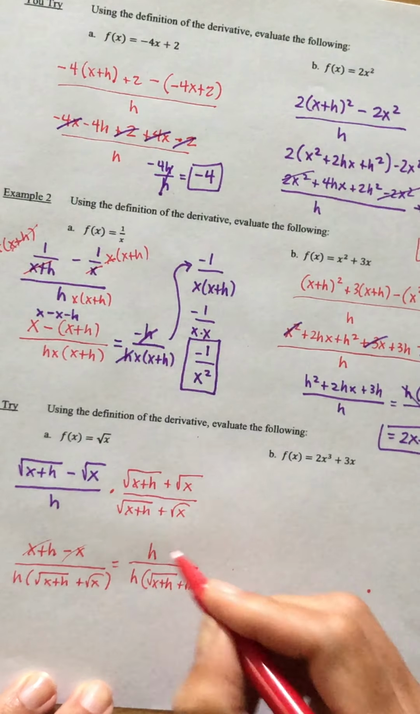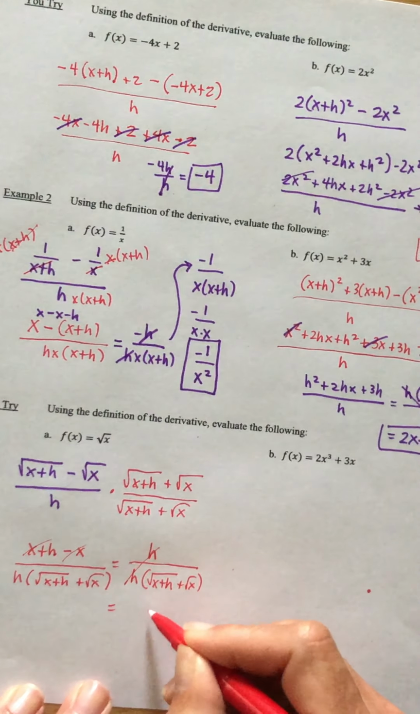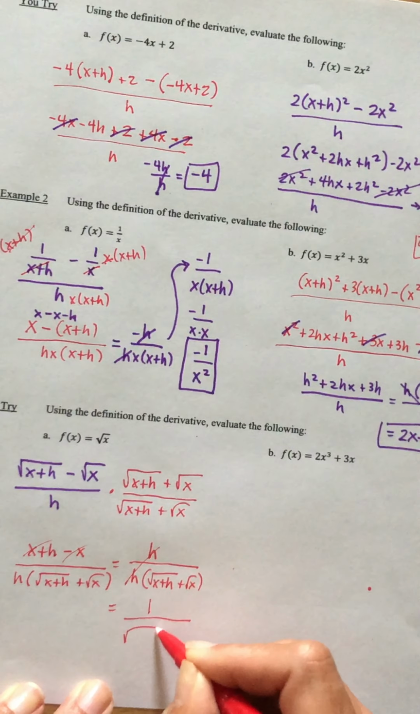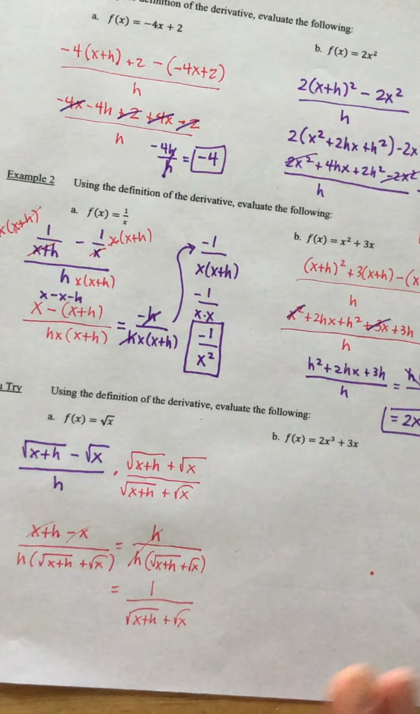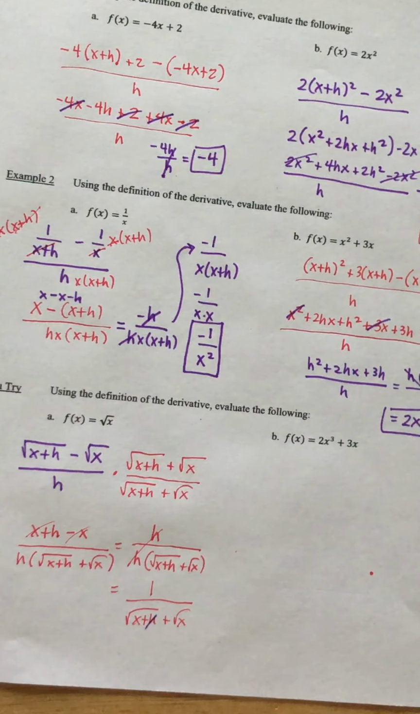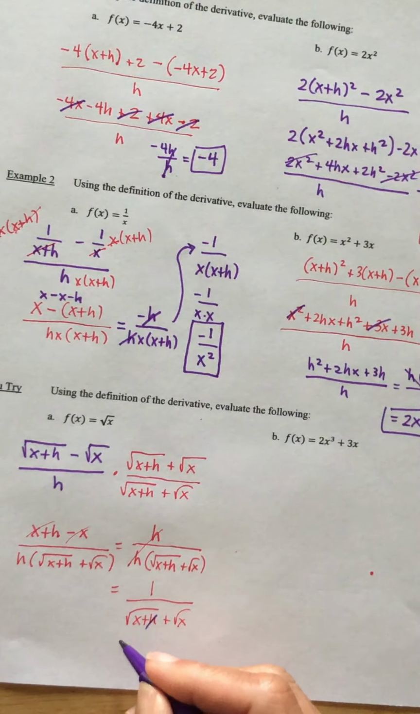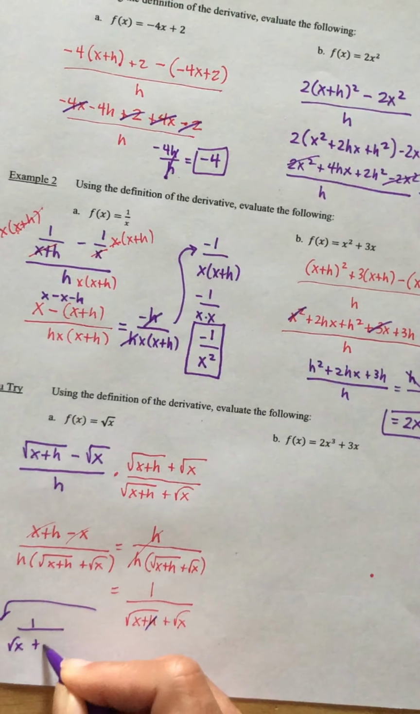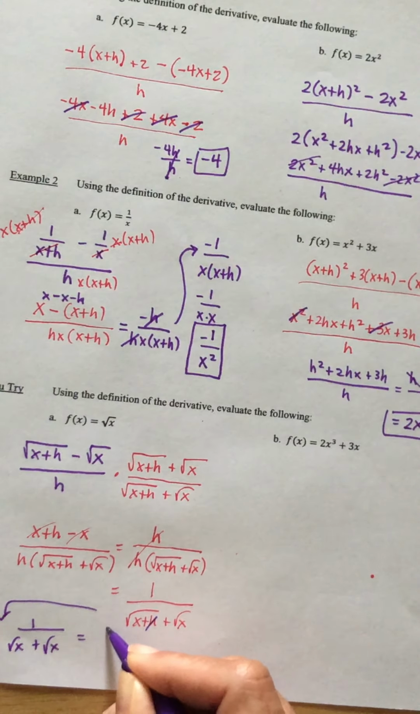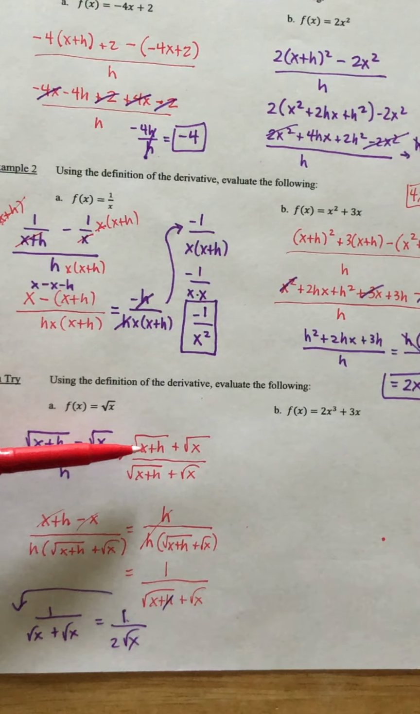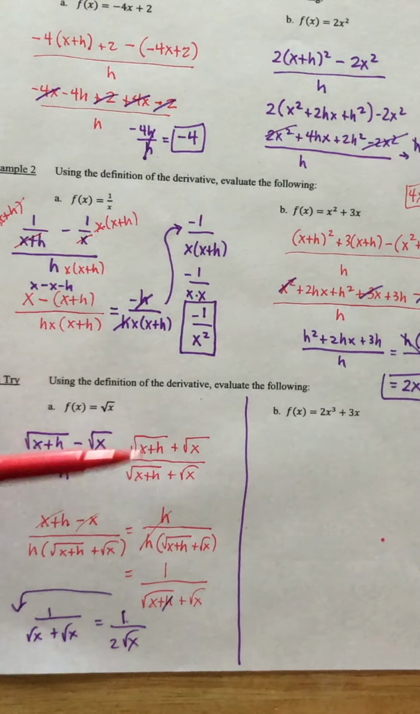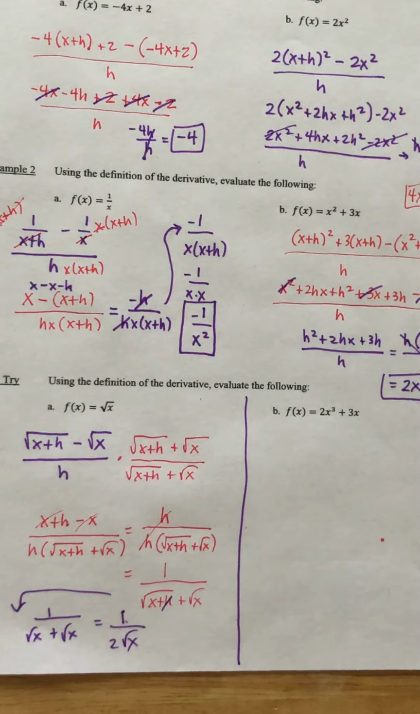All right, all I did was keep the denominator because these two are going to cancel. So I am left with 1 over the square root of x plus h plus the square root of x. Remember that h is going to go to 0, so that's going to disappear. So you have 1 over the square root of x plus another square root of x. That simplifies into 1 over 2 rad x. Whew, that one's a little tough.